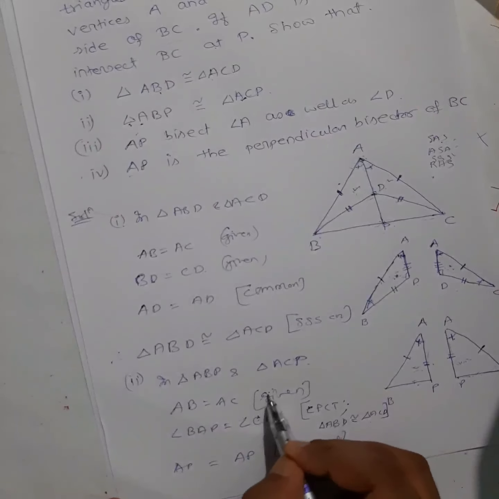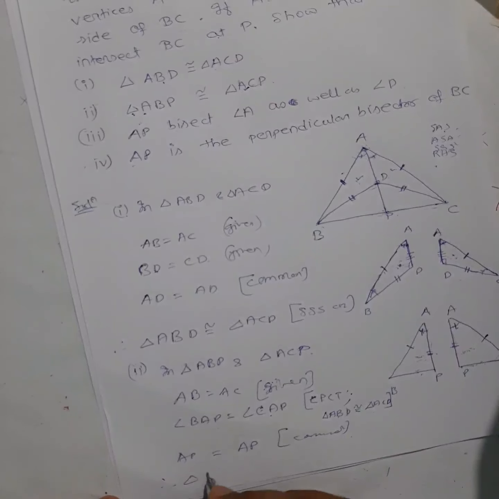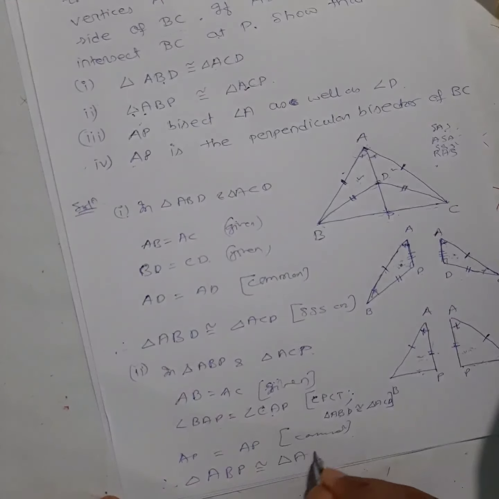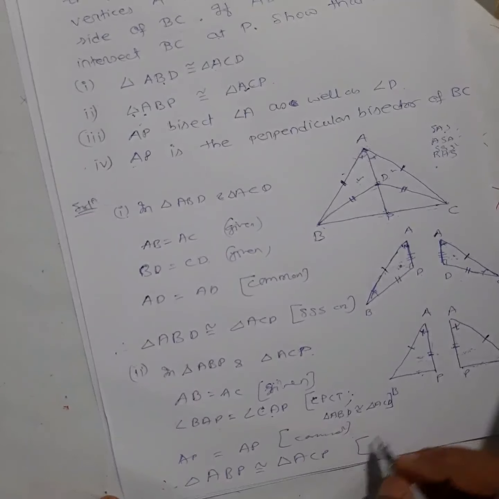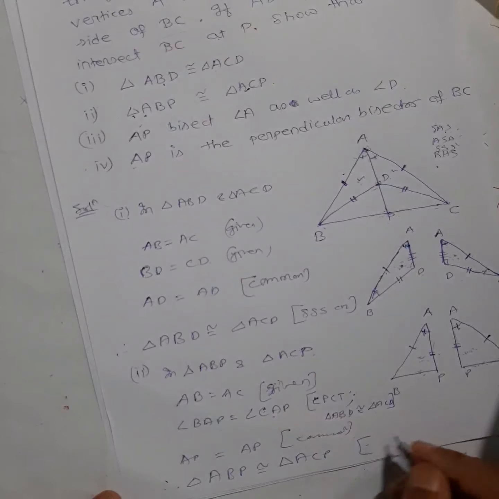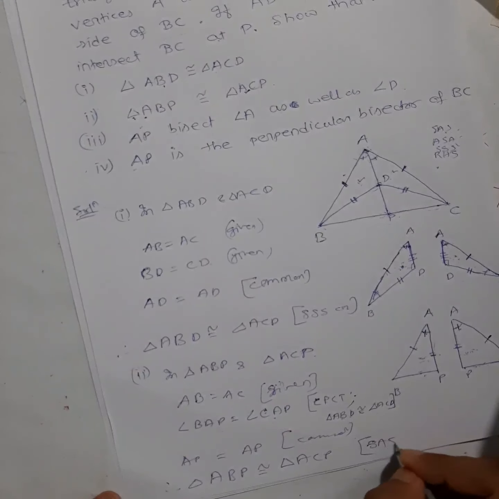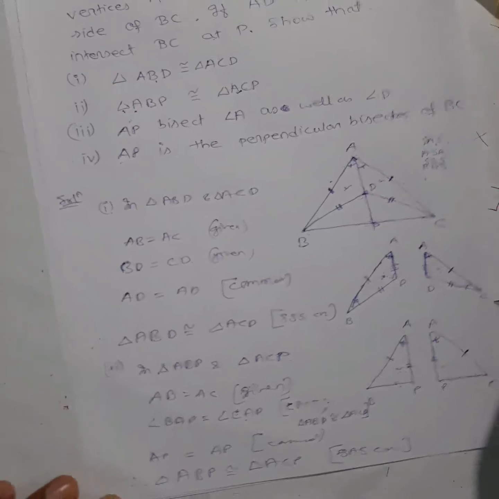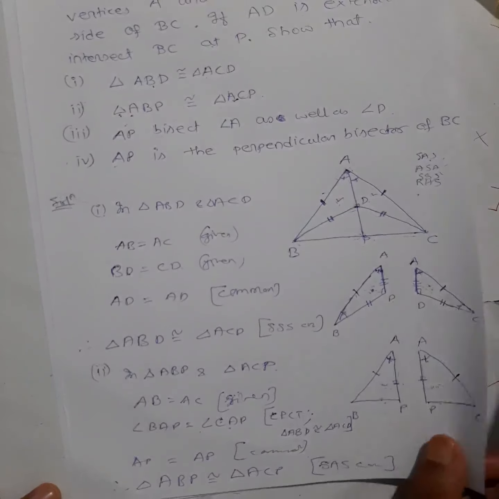Reason you always have to give, okay? Therefore triangle ABP is congruent to triangle ACP. Very simple question, right? It's like the previous exercise only. Okay, reason: side angle side congruency. Okay, so number 2 is also done.